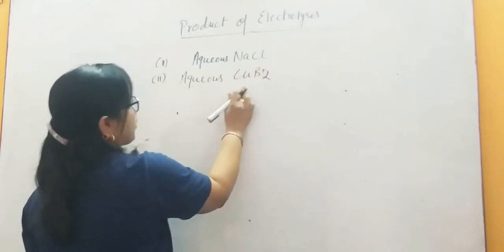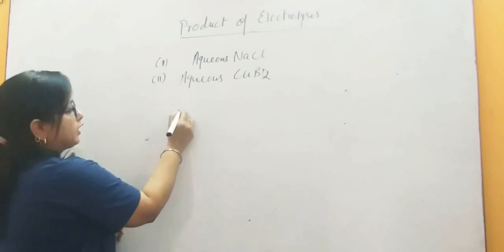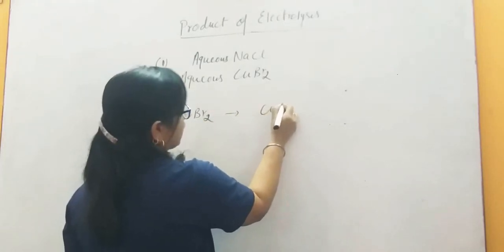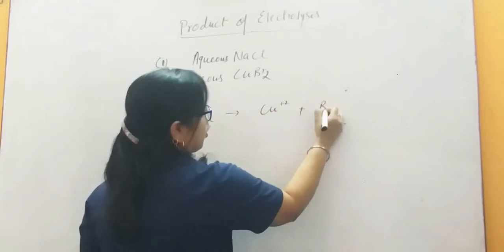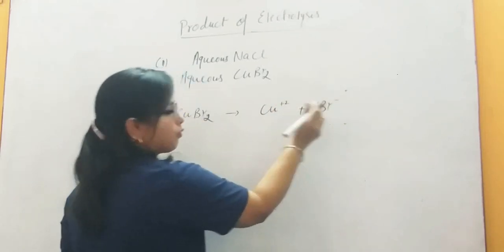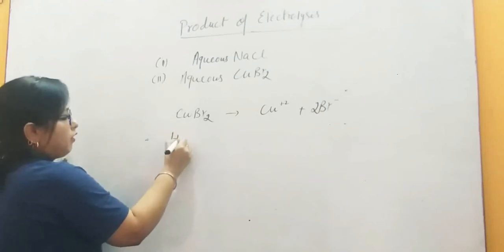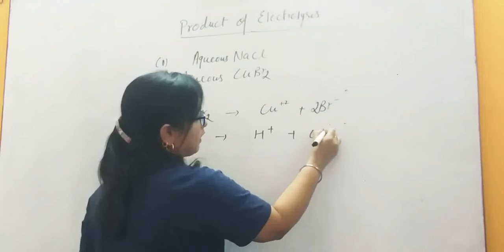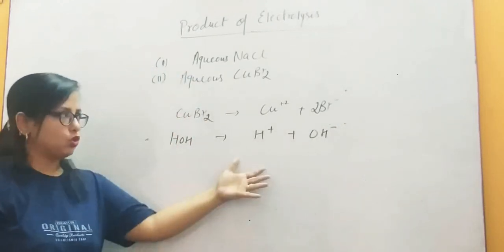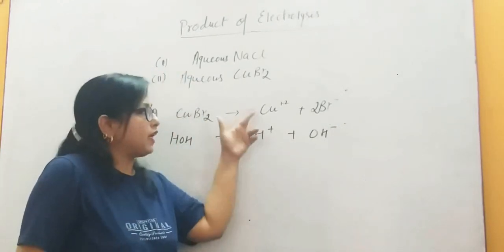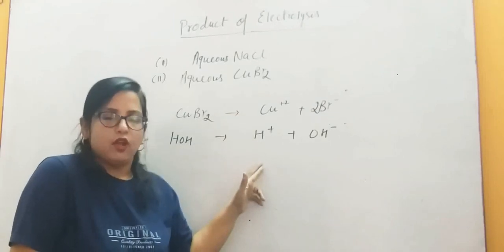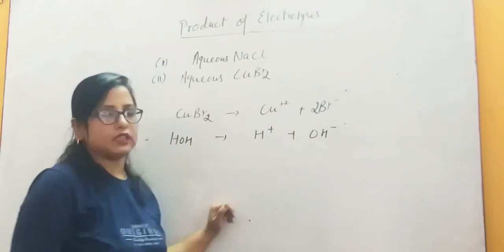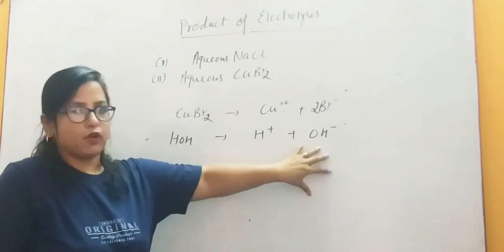aqueous copper bromide. Now what are the expected reactions? Copper bromide gives copper and bromide ions, and water contains H+ and OH- ions. So these are the ions. Now there is a comparison between copper and hydrogen ion for collection over the cathode, and between bromide and OH- ion to be collected over the anode.